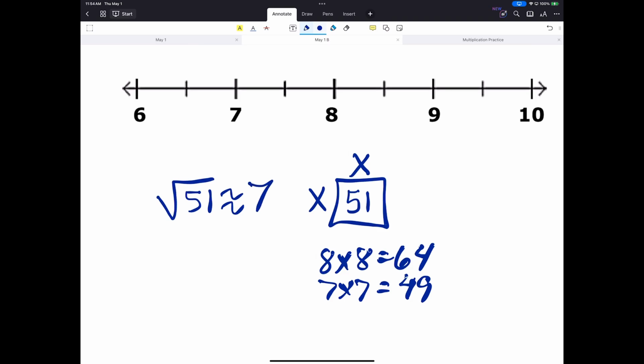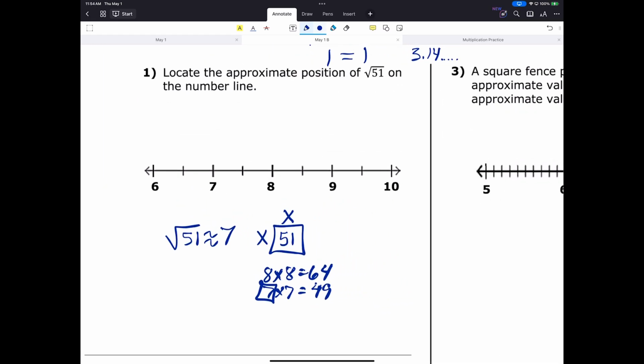So the approximated value of the square root of 51 is approximately what? 7, right? It's just the first number. You don't say 7 times 7 is 49. You say 7. The approximated value of the square root of 51 is 7. And here what they want you to do is graph it, right? Put it on the number line.